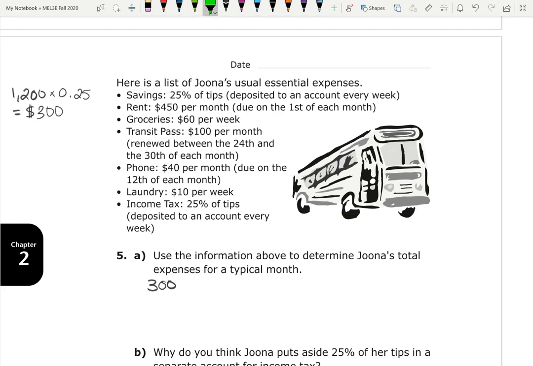Okay, next, rent is $400 a month. Oh, sorry, $450. Next, groceries is $60 per week. And so I'm going to multiply it by 4 to determine her monthly expenses on groceries. So 60 times 4 is 240. Transit pass, $100 a month. Okay. Her phone is $40 a month.